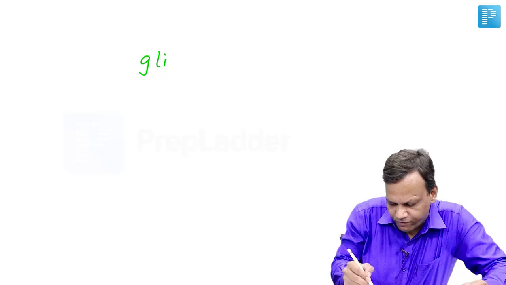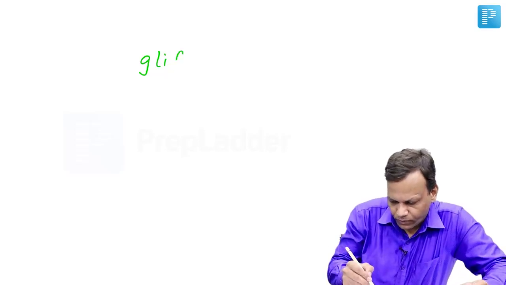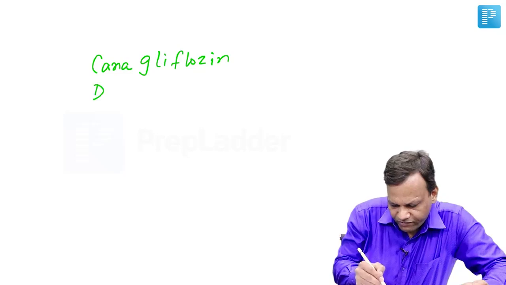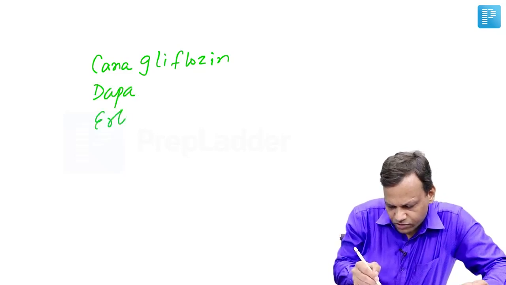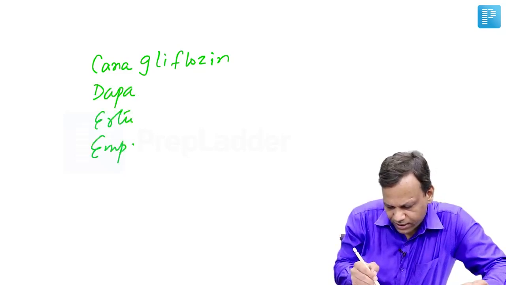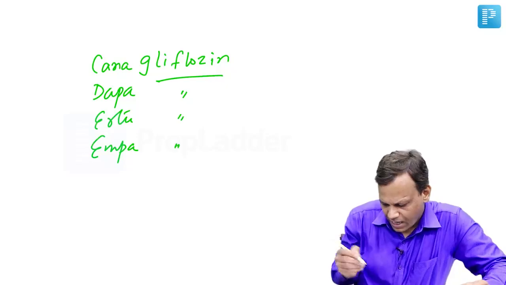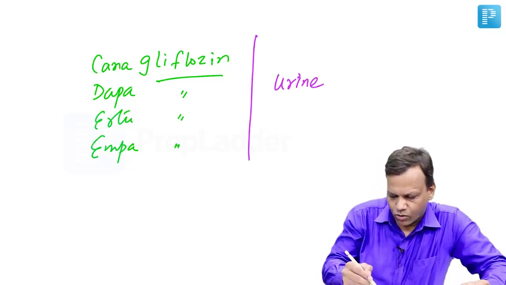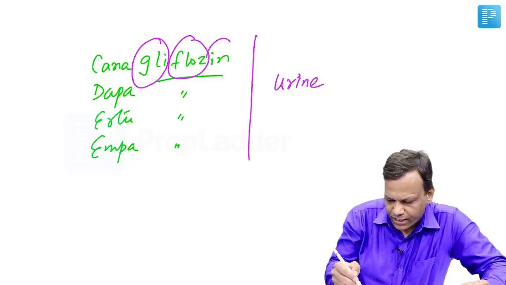ending with gliflozin, like canagliflozin, dapagliflozin, ertugliflozin, empagliflozin. The names end with gliflozin, and from the name you can remember, just 'end urine' at the end. So glucose flows in urine.